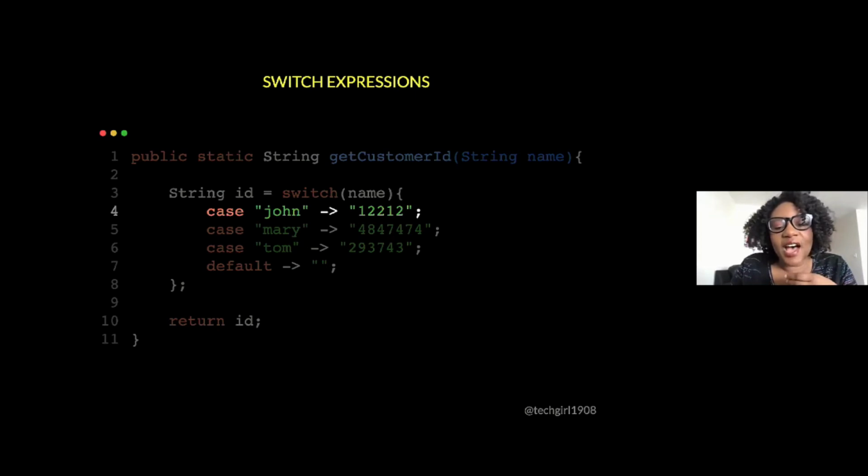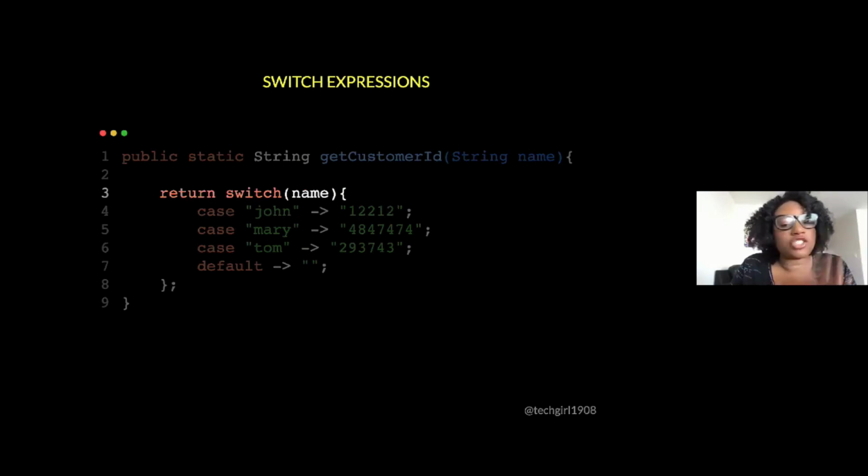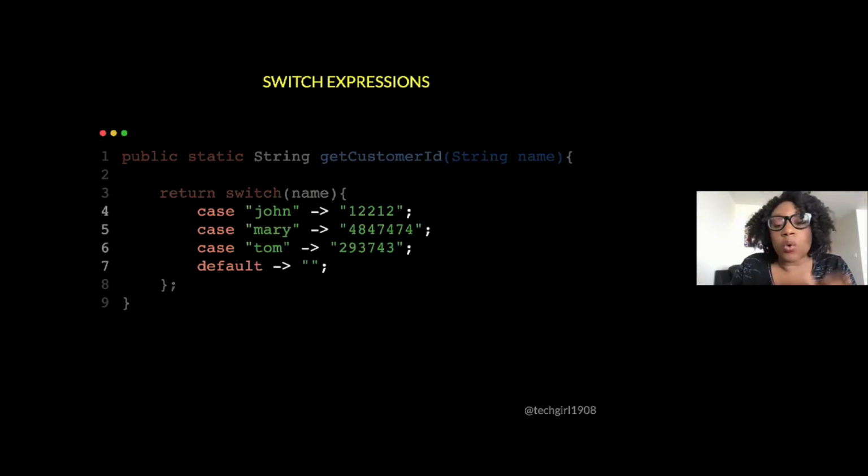Gasp, right? I can even simplify this a bit more by removing the assignment here and just returning the result of the switch expression. Now, using the lambda style arrows is one way to assign the value, but you can also use another approach.